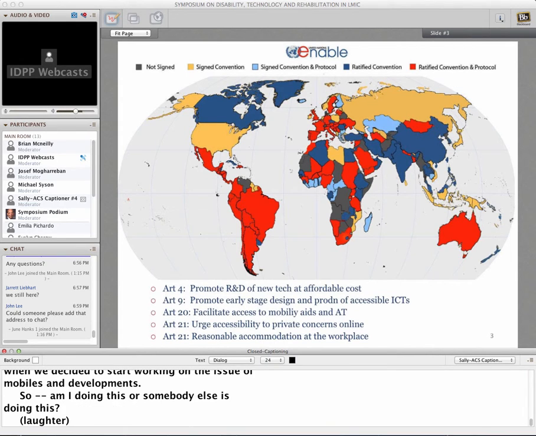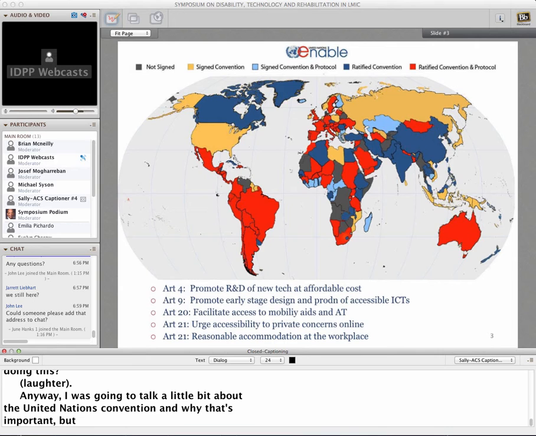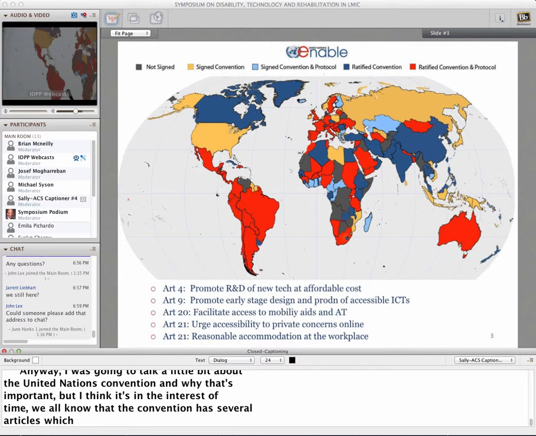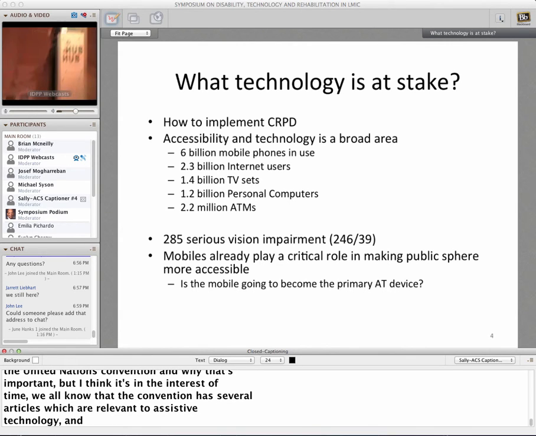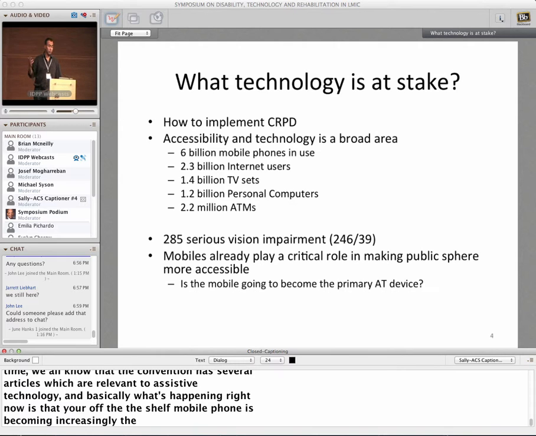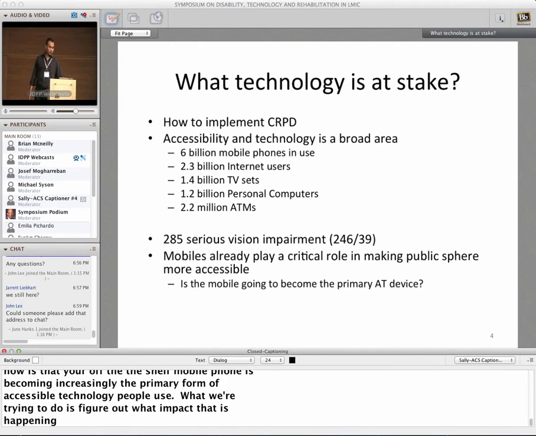Okay, anyways, I was going to talk a little bit about the United Nations Convention and why that's important, but in the interest of time, we all know that the convention has several articles which are relevant to assistive technology. Basically what's happening right now is that your off-the-shelf mobile phone is becoming increasingly the primary form of accessible technology that people use. And what we're trying to do is figure out what impact that is having on the way people's social and economic lives are changing.